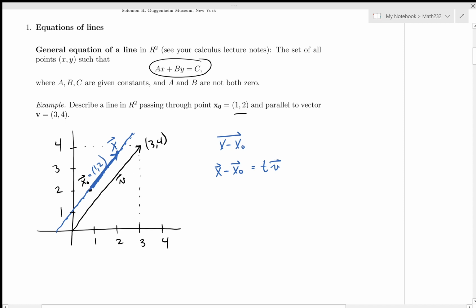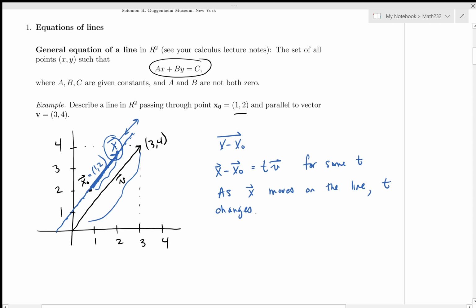So v has a certain length, and this thing has a certain length, and I'll be able to find some number that I can multiply v by to make those 2 lengths the same. So this is for some t. Then I will have that vector from x naught to x being equal to tv. As x moves back and forth on this line, the value of t changes. So let me write down what I'm saying here: as x moves on the line, t changes.